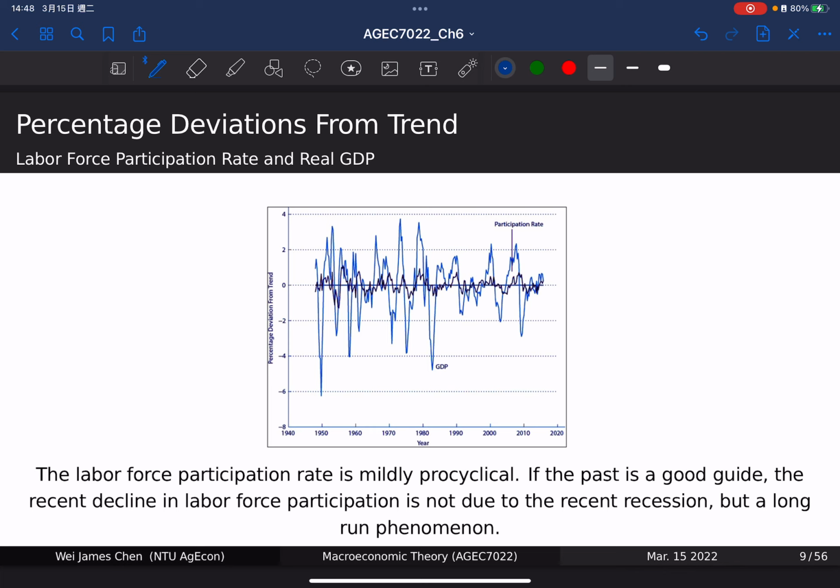here GDP is the blue line and the black line is the participation rate. And when the GDP is high, you can see that the participation rate is also high, right? But it's not as high as the GDP in terms of percentage. So we say that it is mildly procyclical. Procyclical is the opposite of countercyclical. Mildly means that the change wasn't that big in absolute terms.